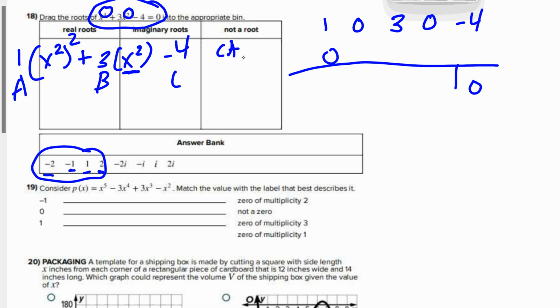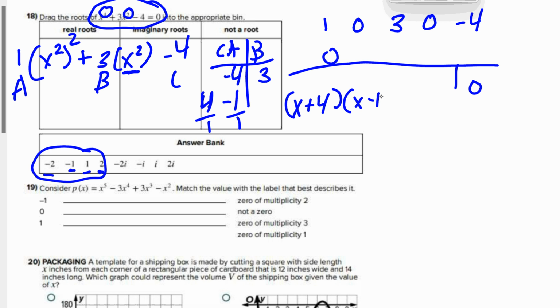I can use CAB. So that would be A times C is -4, and then our B is 3. So what times what is -4 but adds to 3? That'd be a +4 and a -1. I can divide by 1, which doesn't change anything. So I get x plus 4 is a factor, and an x minus 1, and that equals 0. But normally it's x, but this is x squared. So these are actually x squared plus 4 and x squared minus 1. Then I can just set both of these equal to 0.